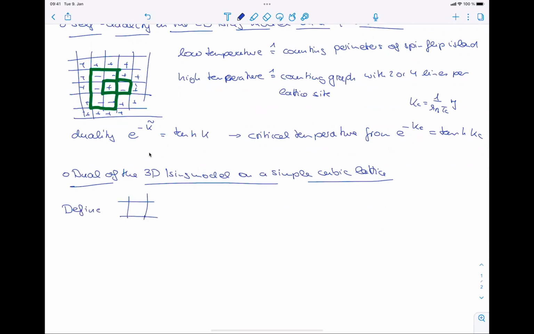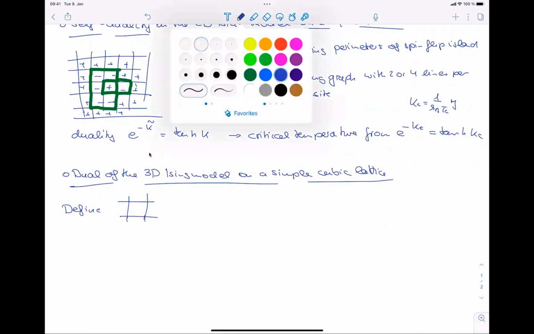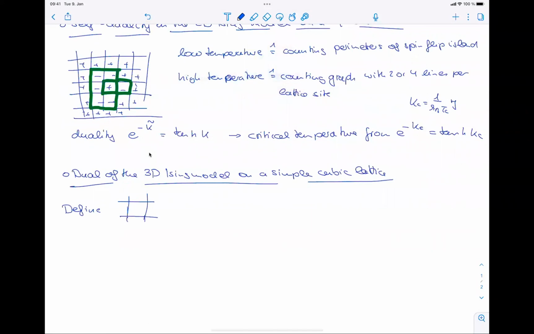define, if this is my lattice yet again, these are my lattice sites. What I would do is I would define now spins on the bonds of my lattice, and I would couple them together in so-called plaquettes. Their corresponding Hamiltonian would then look like summing now over these plaquettes, which are coupling 4 spins together within these plaquettes.